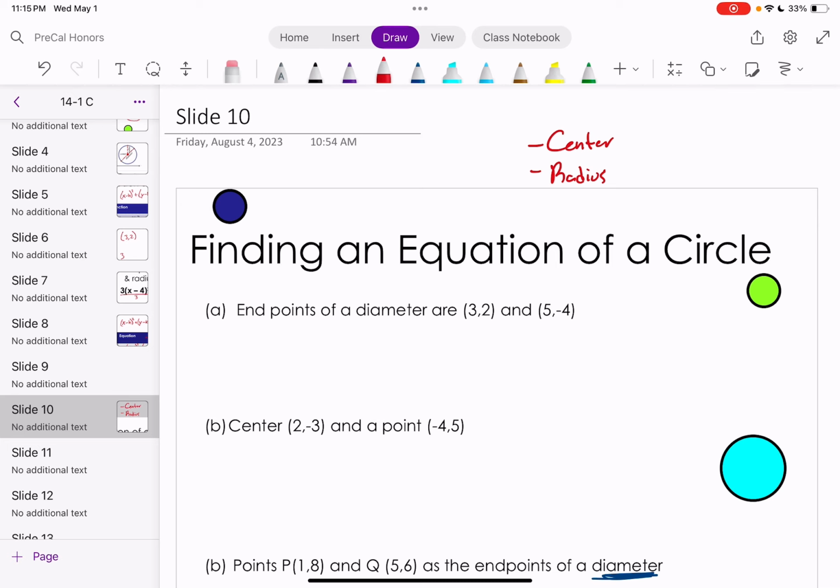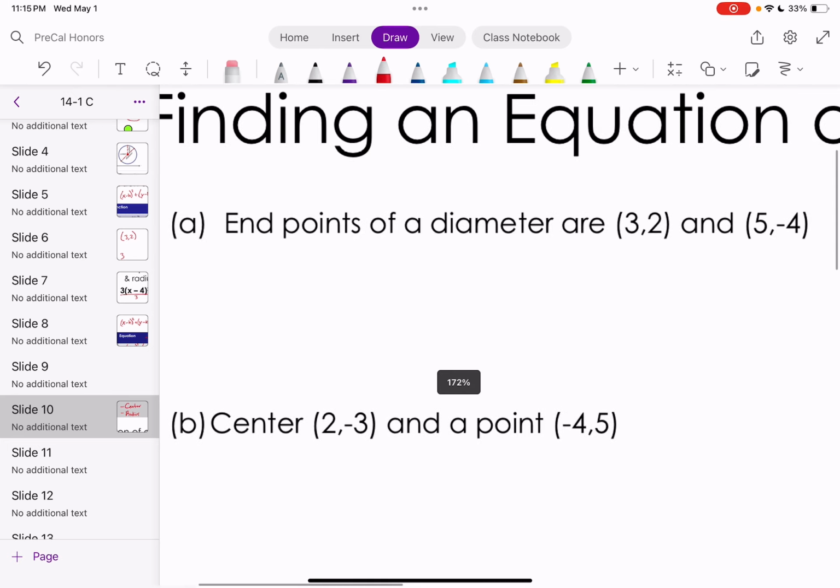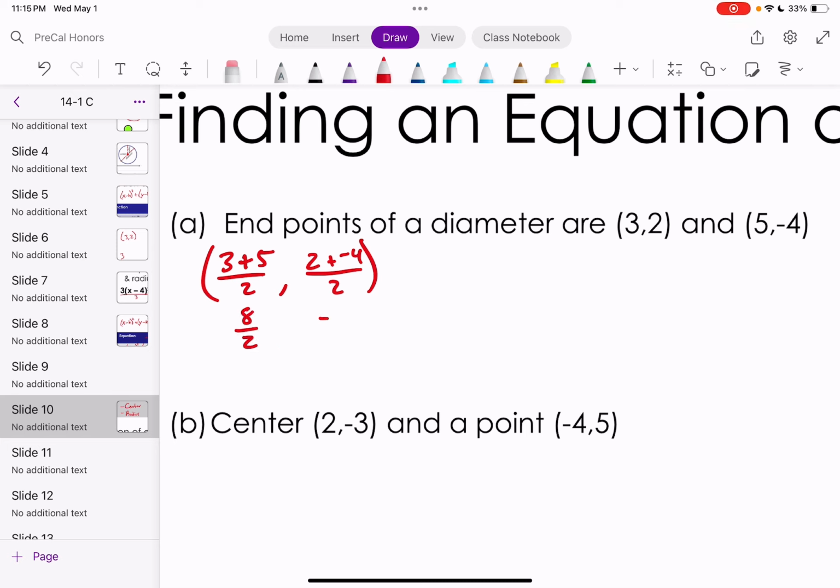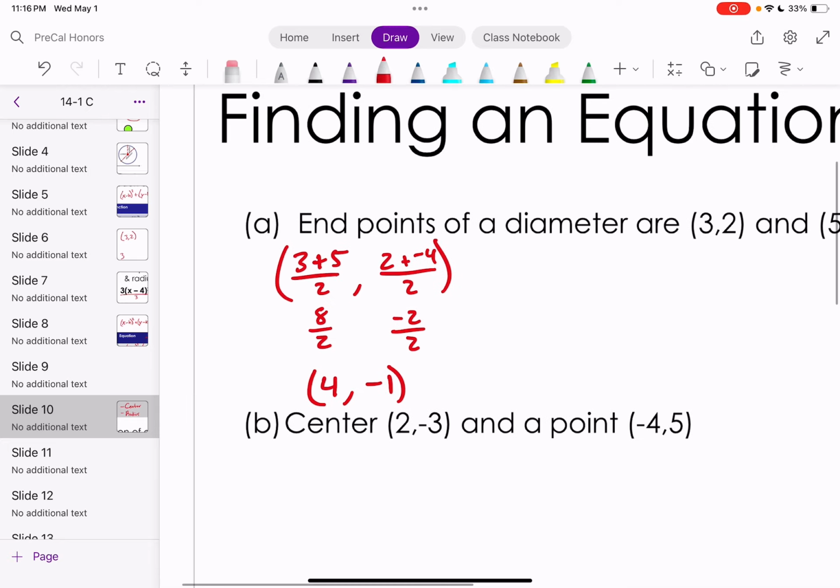What you're going to do is you're going to add your x values, so 3 plus 5, and you're going to divide by 2, and you're going to add 2 plus negative 4 and divide by 2. Once you've done this, this is going to give you 8 divided by 2, negative 2 divided by 2, which is 4 and negative 1 as our center.